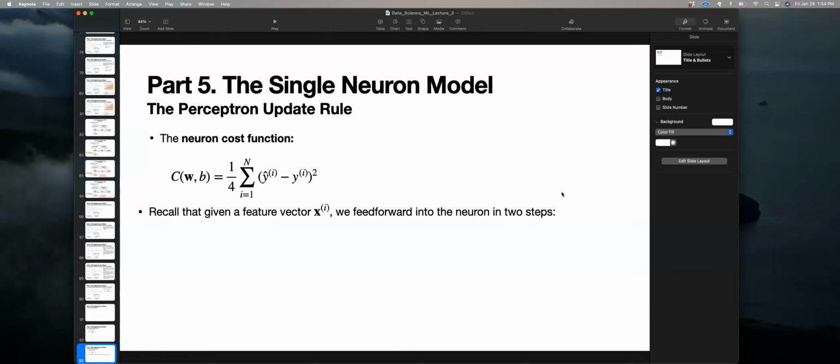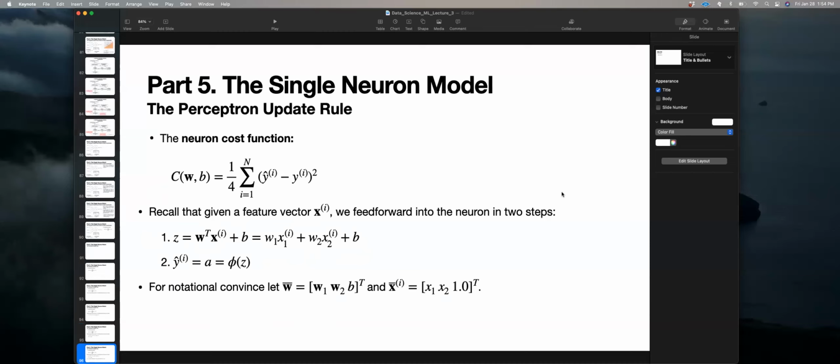So recall that when we are looking at a feature vector xi, we feed it into the neuron in 2 steps. Take the linear combination, and then we throw that into the sign function for this Perceptron model. So for notational convenience moving forward, we're going to do something that is really common in machine learning. We're going to take our weight vector and just stack in, or put at the bottom, our bias term. See that bias right there? And we're calling this W bar.